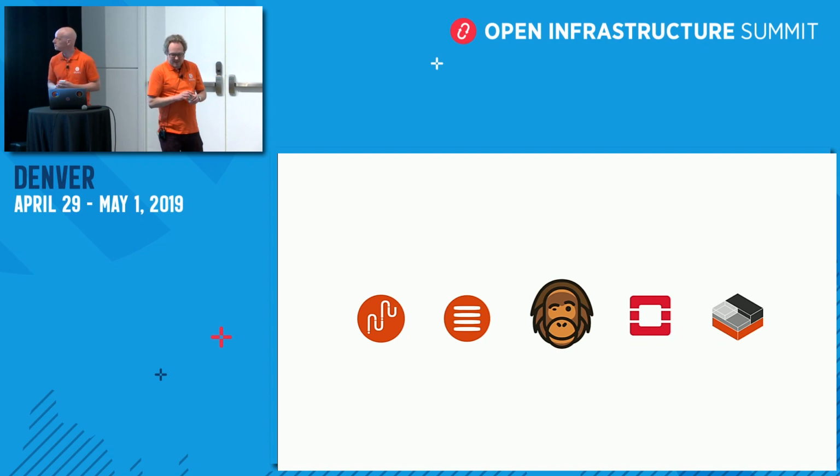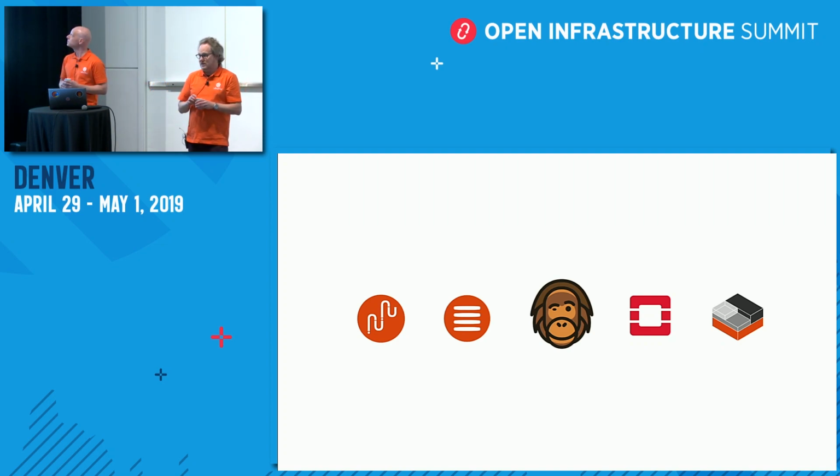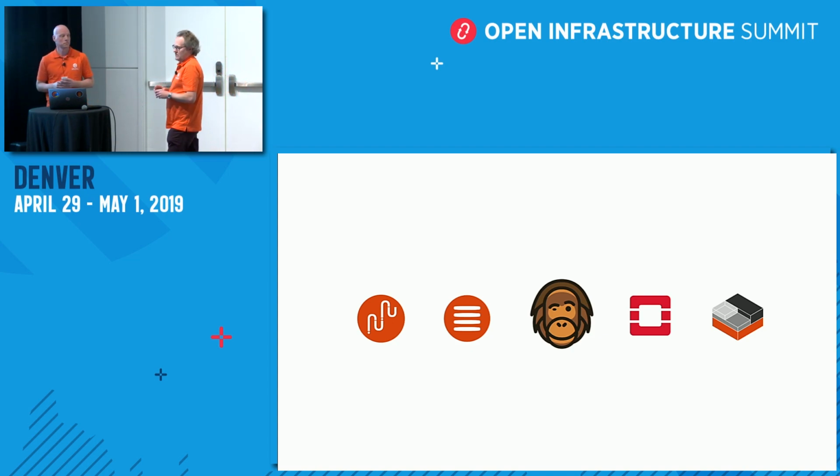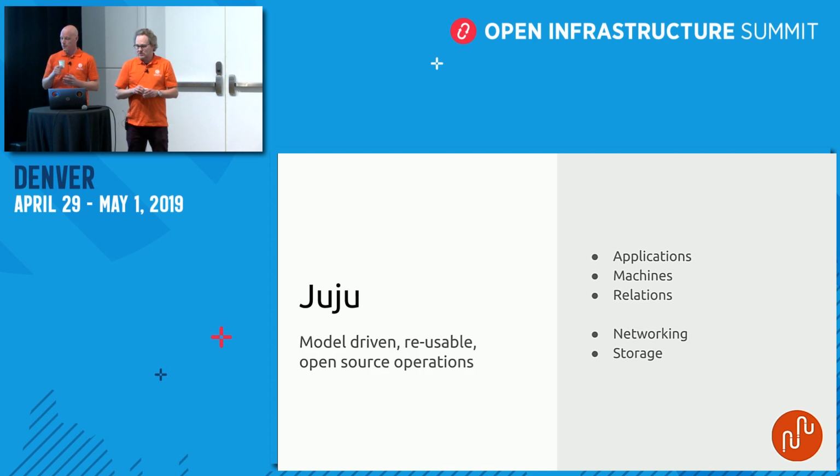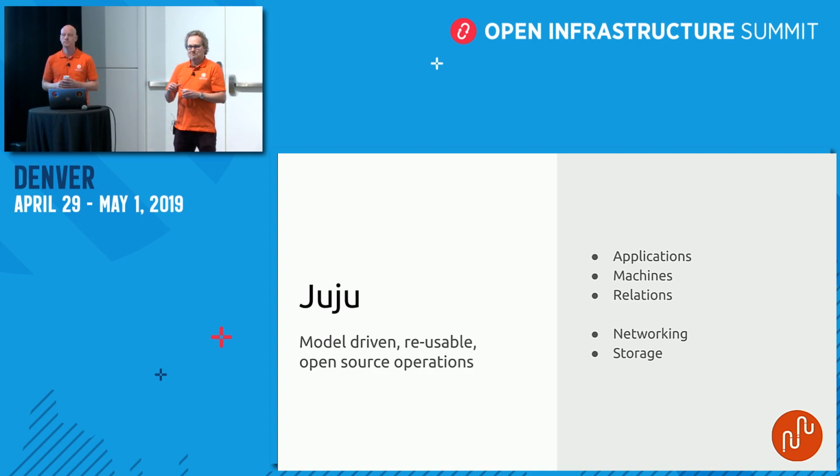The OpenStack Charms project just forms part of the deployment tooling that you need to put together an OpenStack cloud using the Charms. We've got 3 or 4 supporting technologies we're going to talk about. The first one is Juju. Quick show of hands, who's heard of Juju? Excellent. Juju is an application modeling tool. It's model-driven and drives a reusable open source operations set of thinking. It talks about applications, machines, relations between applications. It also models networking and storage, and those are all things that we make use of in the OpenStack Charms.